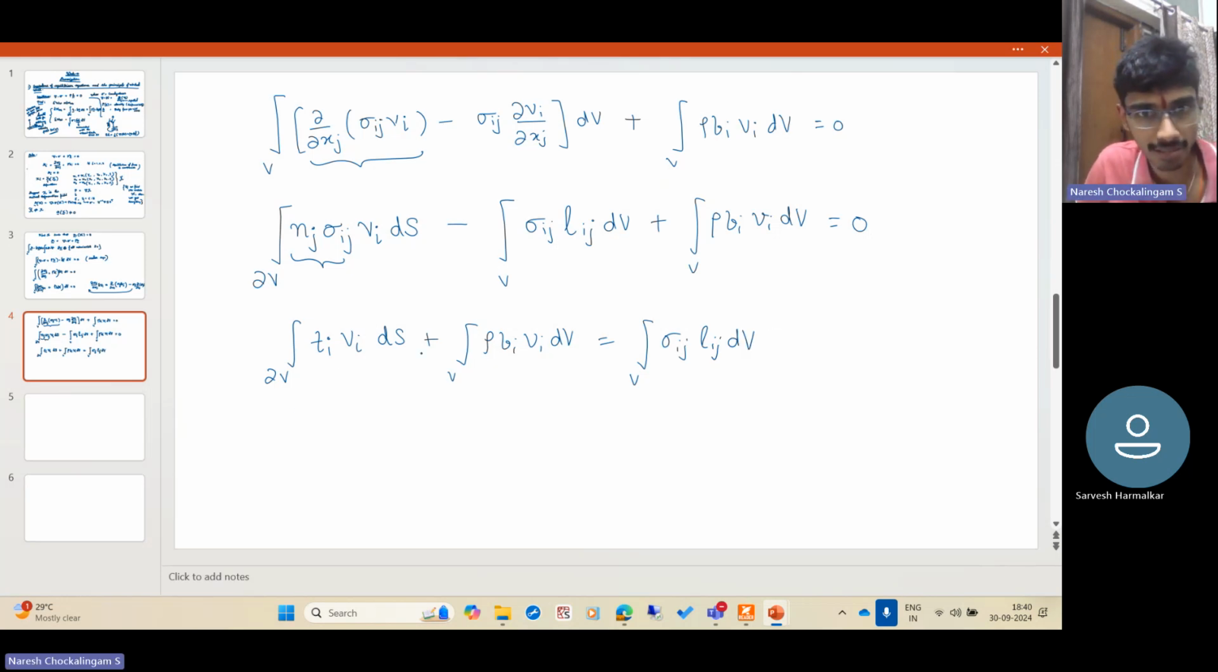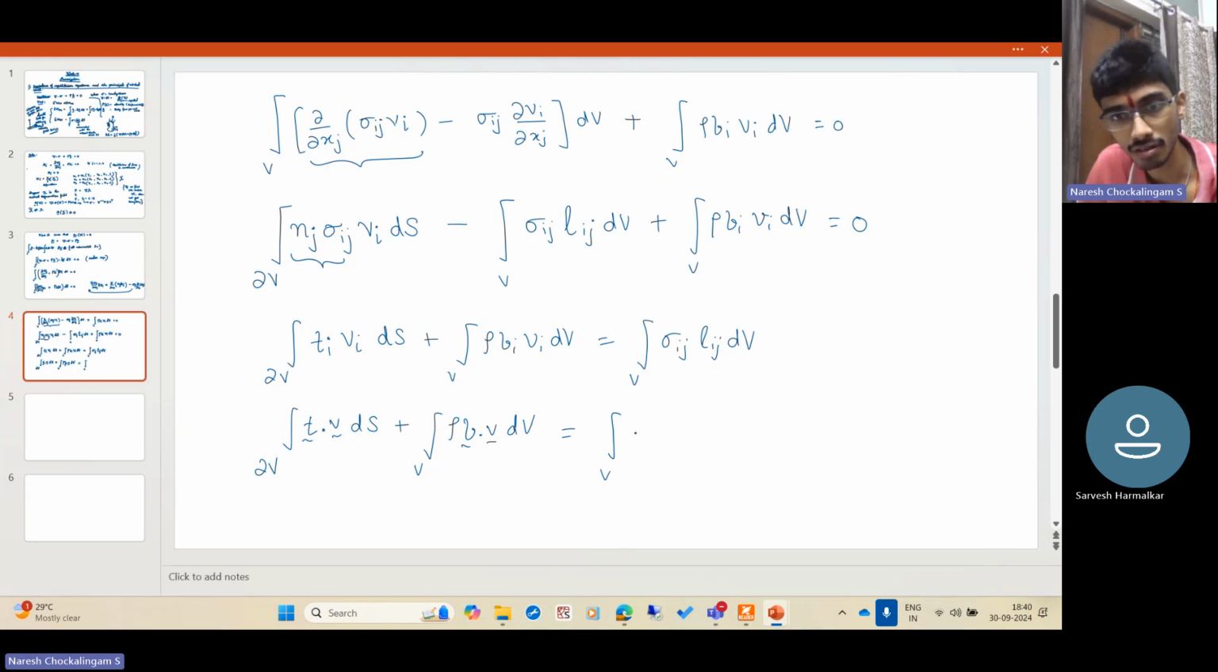So this is about every term being a dot product, so you can get back to the vector form. It is the integral of t dot v ds plus the integral over the volume of rho b dot v dv, and this is equal to the integral over the volume of a double dot product, a double contraction between sigma and L. But what is L? L has a symmetric part, which is D, and an anti-symmetric part, W.